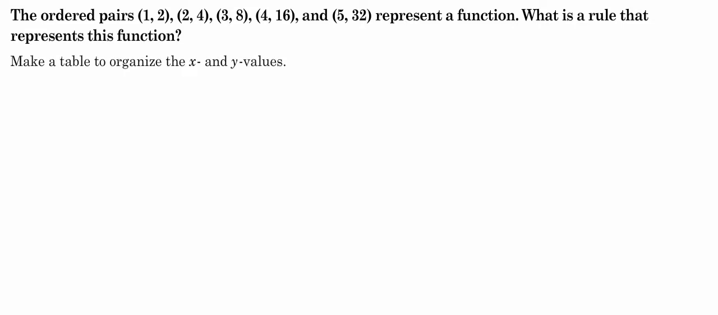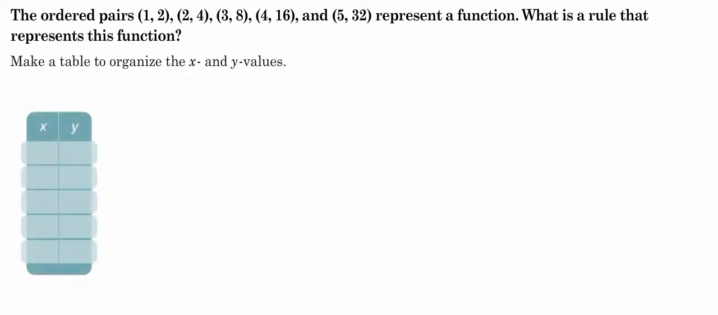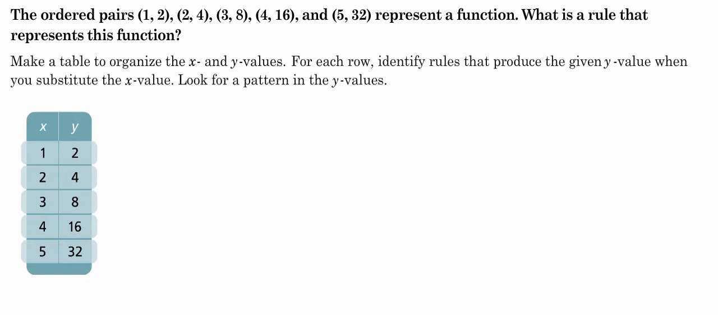Make a table to organize the x and y values. Write each pair of coordinates in a row of the table. For each row of the table, identify rules that produce the given y value when you substitute the x value. Then look for a pattern in the y values.